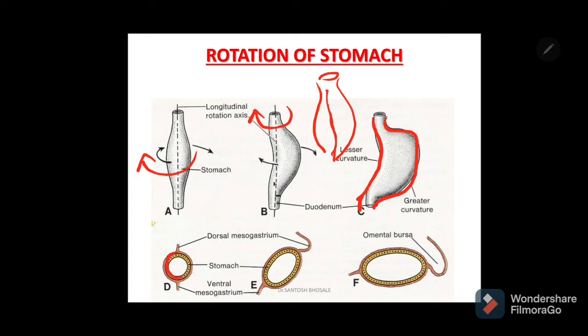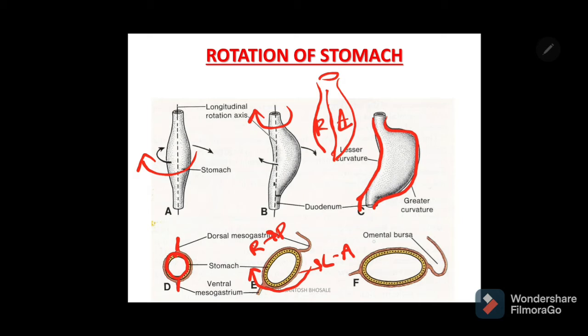You can see here the primitive stomach, with its dorsal border and ventral border, or anterior and posterior border. It goes to the right by rotation up to 90 degrees, and now the anterior border is called the right border, whereas the posterior border is called the left border. Initially it has a right surface and left surface. Now the right surface becomes the posterior surface, whereas the left surface becomes the anterior surface.